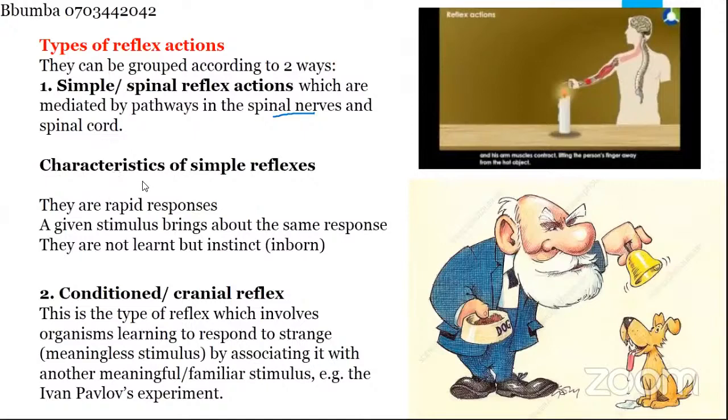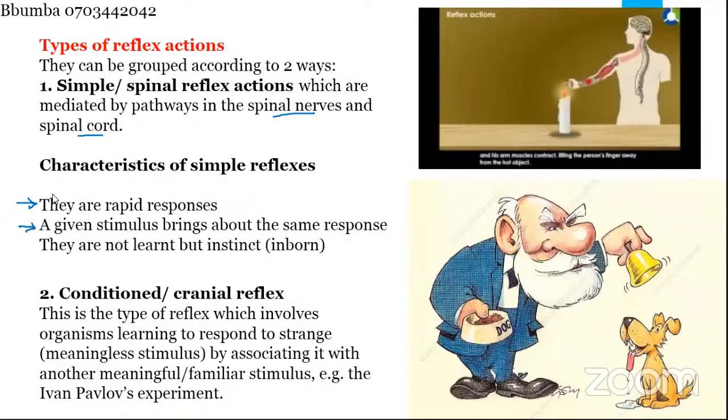Now, these simple reflexes, or simple reflex actions, have characteristics. One, they are extremely rapid, such as touching a hot object, or jumping when you've stepped on a nail. And a given stimulus brings about the same response all the time in that particular species of organism.